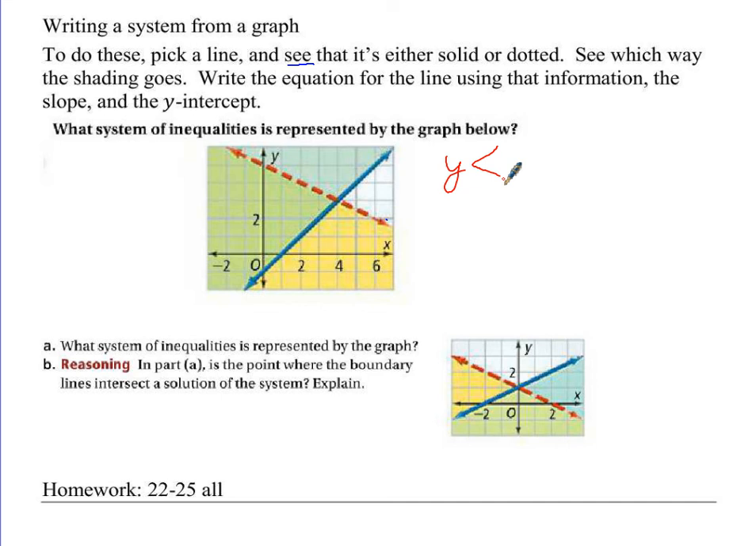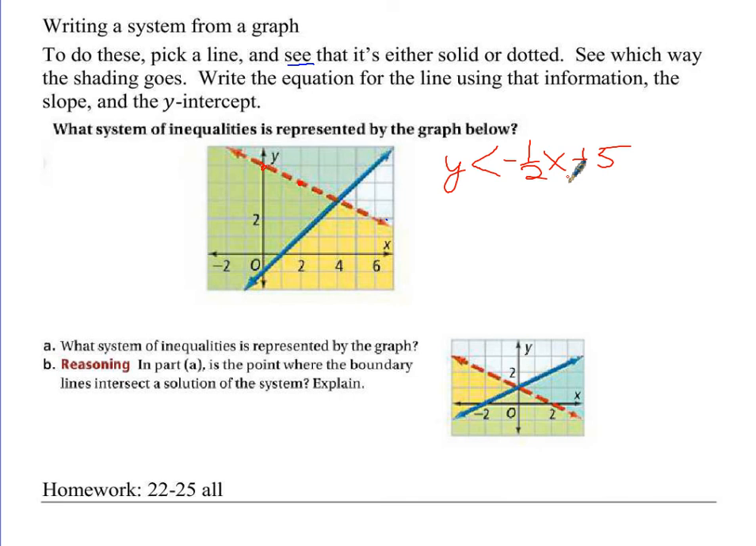Now all I got to do is figure out my y-intercept and my slope, and I have the inequality already written down. So what's the y-intercept here? 5. So I'm going to have plus 5. Now I just got to figure out my slope. So this is going down, which means it's going to be negative. Pick a couple of dots. We got one right here, and there's another one right there. So down 1, right 2. Down 1 means negative 1/2. There's your inequality right there.